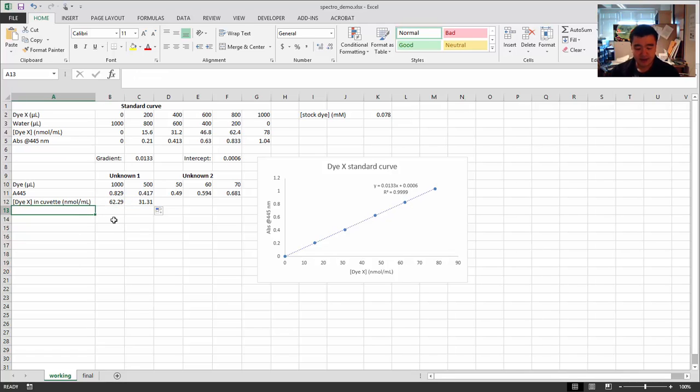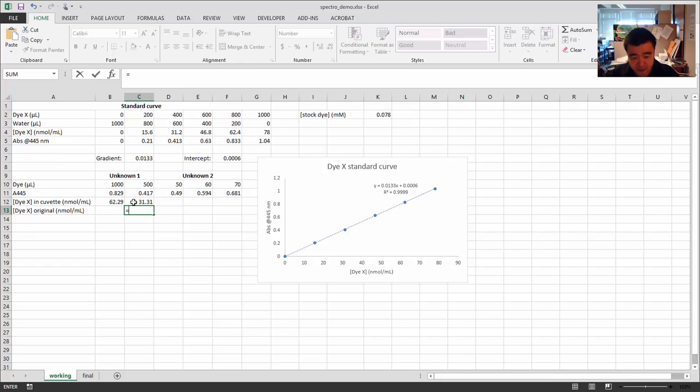Okay, and the next step, if you recall, is actually to work out the original concentration. So let's say this is the concentration of dye X original. Remember that was also in nanomoles per milliliter. And that was equal to the concentration in the cuvette divided by the volume of dye, and then we times by 1,000 to get this value out here. And again, we'll drag left and right. This time there's no need to fix any values because the values need to be updated.